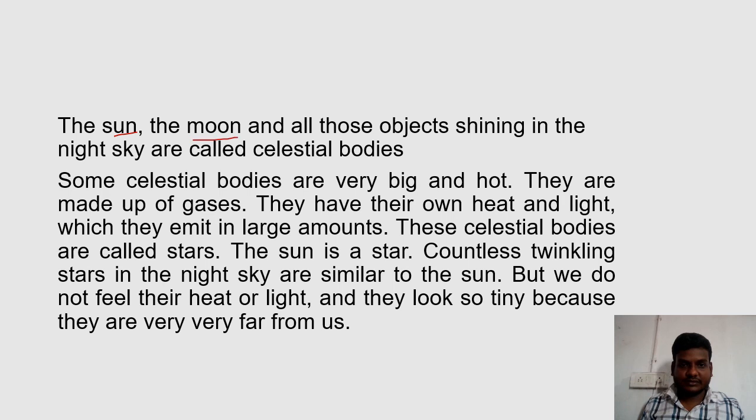The sun and moon, all those objects shining in the night sky, we call celestial bodies. Some celestial bodies are very big and hot. They are made of gases. They have their own heat and light, which they emit in large amounts, just like the sun. The sun has its own heat and light, but other objects absorb light from the sun and shine. A celestial body with its own light is called a star. Note this point: the sun is a star.